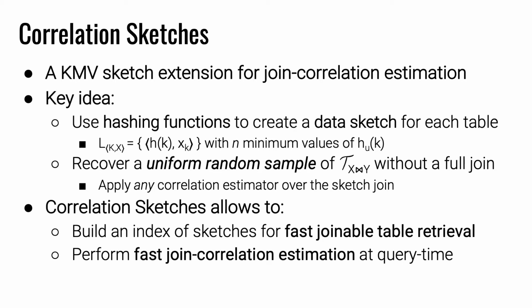The key idea is to use hash functions to create compact and randomized sketches that summarize the data in each table, and then, given a pair of sketches, we can recreate a uniform random sample of the joint table without having to compute the full join. Correlation sketches allow us to efficiently retrieve joinable tables using inverted indexes and to perform fast correlation estimation at query time.